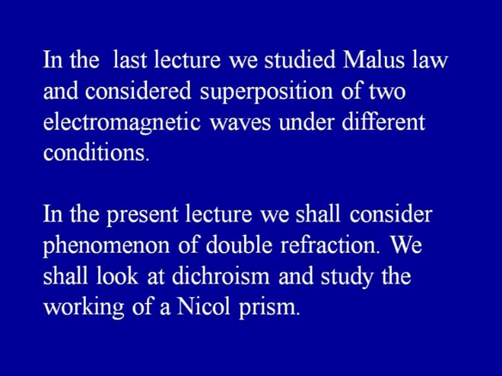This is the third lecture of the 5-lecture series on polarization. In the last lecture, which was the second one, we studied Malus law, which defines the intensity of the transmitted beam when a plane polarized light passes through a polarizer. This intensity is proportional to the square of the cos of the angle between the direction of vibration in the incident light and the pass direction of the analyzer.